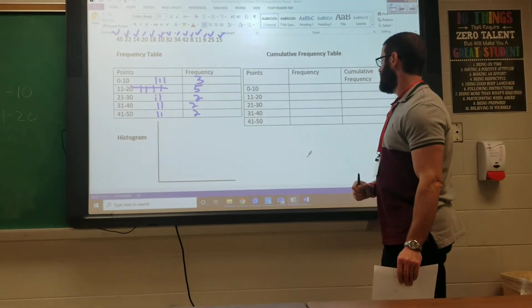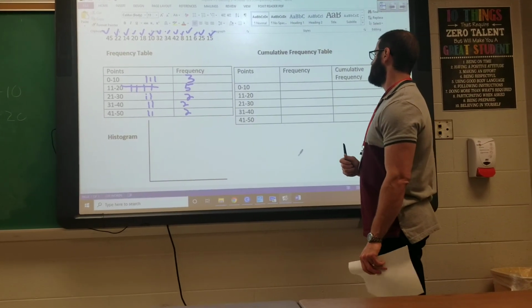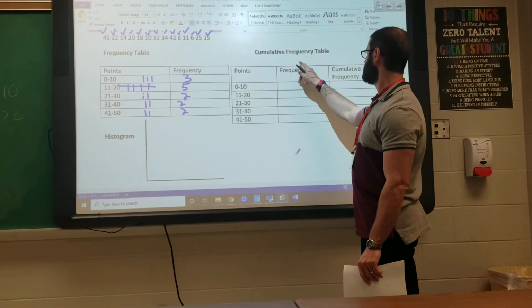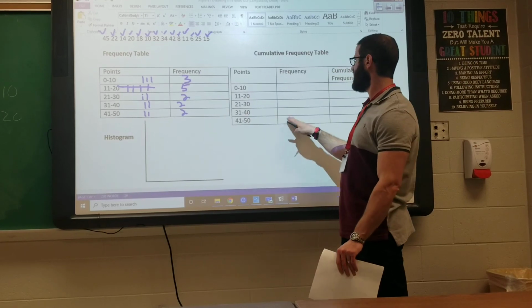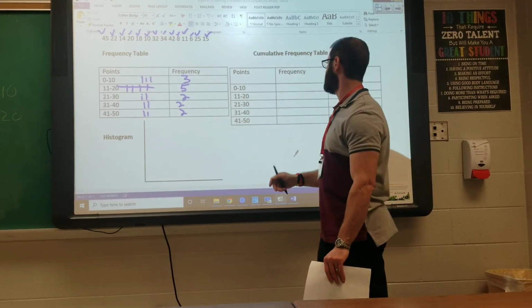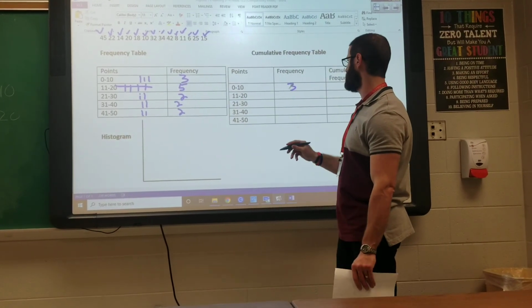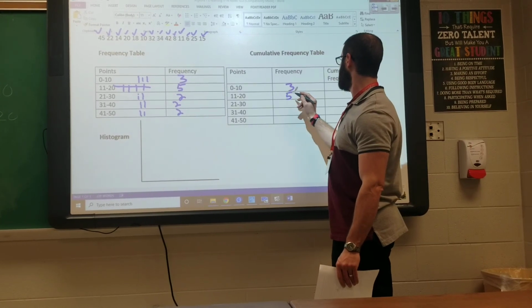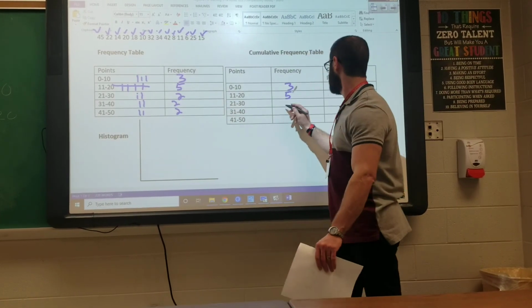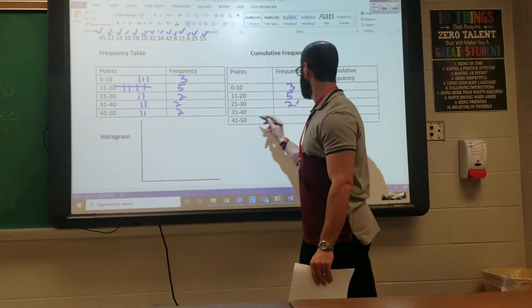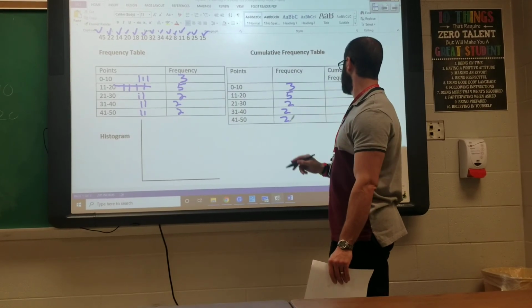All right, so let's go ahead and do the cumulative frequency table. So this first column is exactly the same as the frequency table. So 0 to 10, we had 3 scores. 11 to 20 had 5. 21 to 30, we had 2. 31 to 40, 41 to 50, both 2.